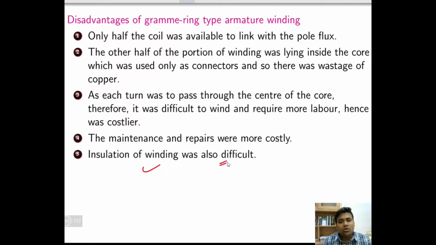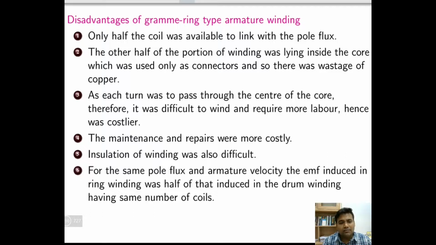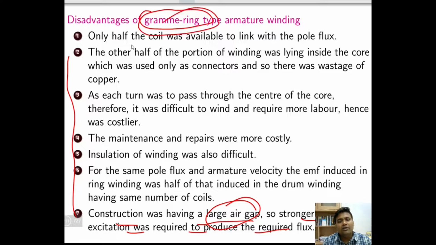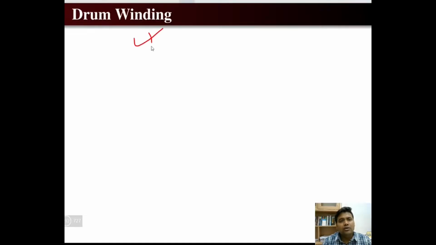Insulation of the winding was also difficult. For the same pole flux and armature velocity, the EMF induced in the ring winding was half of that induced in the drum winding having the same number of coils. Even the construction had a large air gap, so stronger field excitation was required to produce the required flux. You will require more current to produce the flux. So a lot of disadvantages are there for the Gramme ring type of winding. Nowadays we do not use the ring type of winding, rather we move to the drum type.